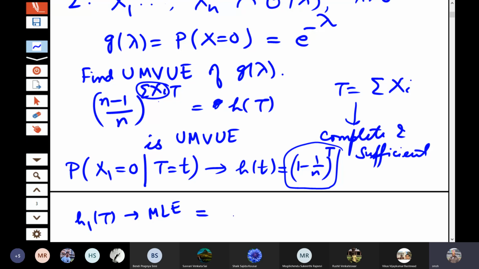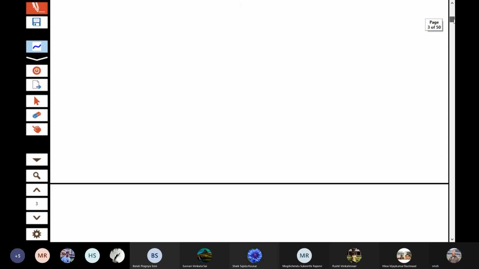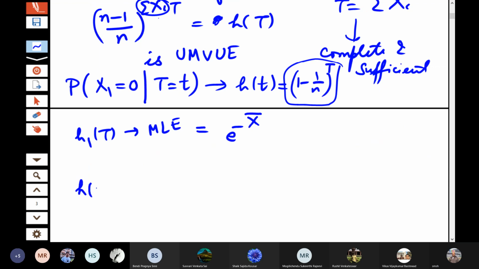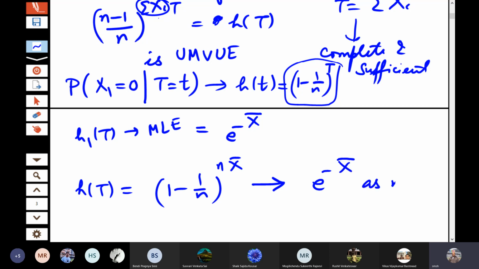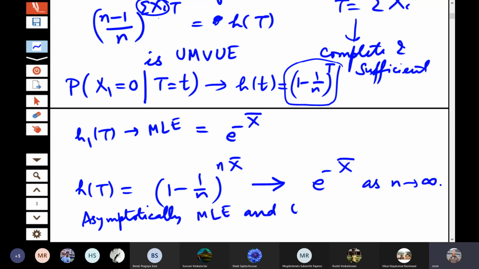So for e to the power minus lambda, it is e to the power minus x bar. Okay. See, this HT I can write as (1 minus 1 by n) to the power n x bar. So if I take the limit of this as n tends to infinity, it will converge to this. So asymptotically, that means for large samples, MLE and UMVUE are the same.